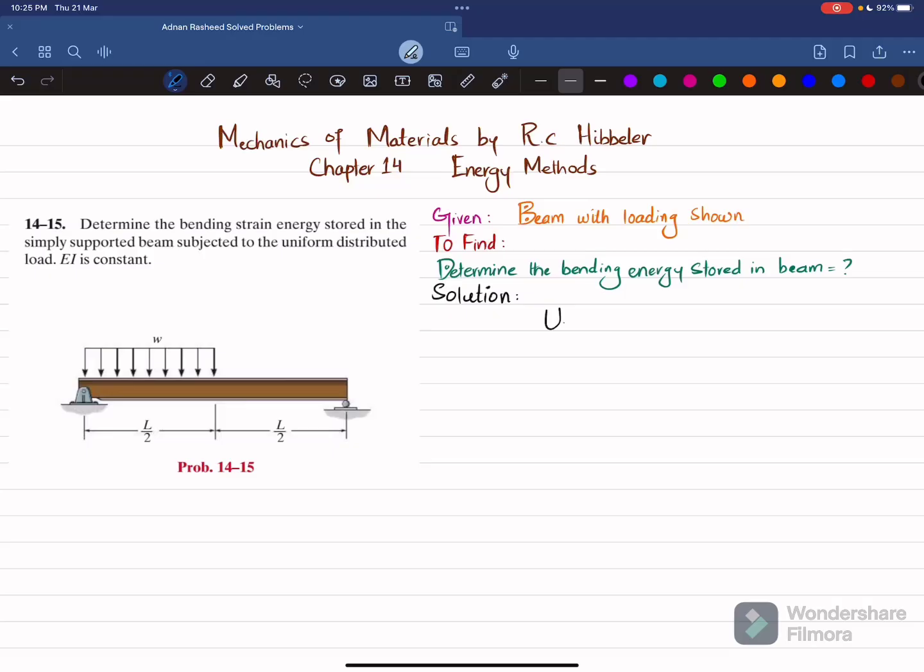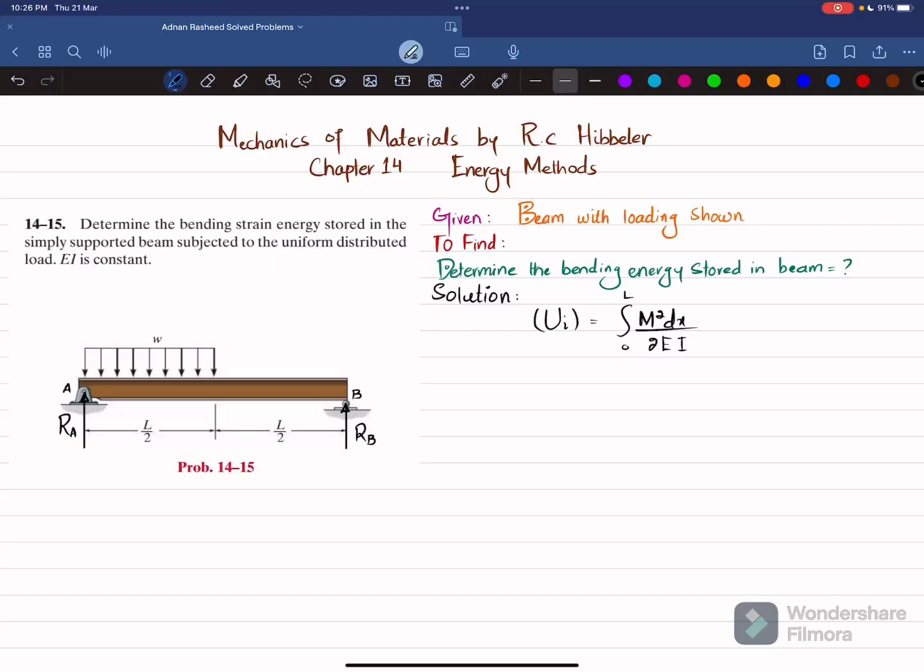So as we know that bending strain energy is equal to integral of M square dx over 2EI, and that will be from 0 to length. Limit will be from 0 to L. Now you can see if this is a point A and this is point B, and if you remove this pin support at point A, so you will be having a reaction force which is equal to RA, and if you remove this support at point B, so you will be having a reaction force which will be equal to RB.